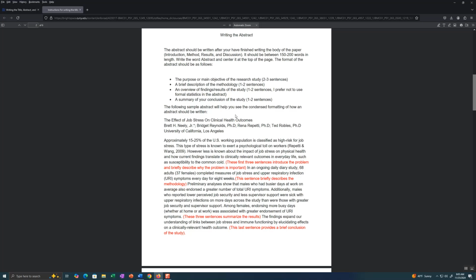And now the last sentence or two is the conclusion. The findings expand our understanding of the links between job stress and immune functioning by elucidating effects on a clinically relevant health outcome. So you're going to mirror this structure with the current class study. So you're going to have a couple sentences for the introduction, a couple sentences for the method, a couple sentences for the results, and a couple sentences for the discussion. So you're not just copy and pasting what you wrote already, but you're just kind of summarizing each section and putting it together in less than 150 words as the abstract.